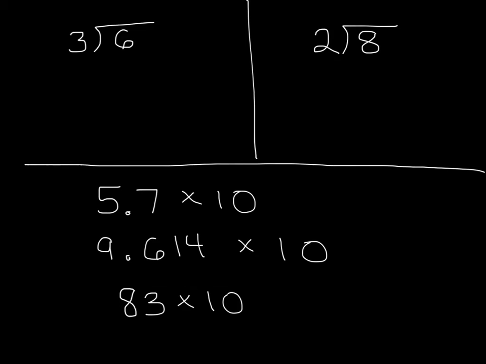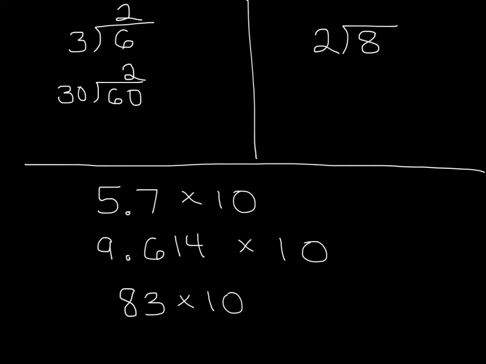We're going to take a look at dividing by a decimal. But before we do that, I want to take a look at a few things. So in the upper left here, we have 6 divided by 3, which of course is 2. I want to look to see what the quotient would be if we multiplied the divisor and the dividend by 10. So 6 times 10 is 60, and 3 times 10 is 30. And now 60 divided by 30 is 2.